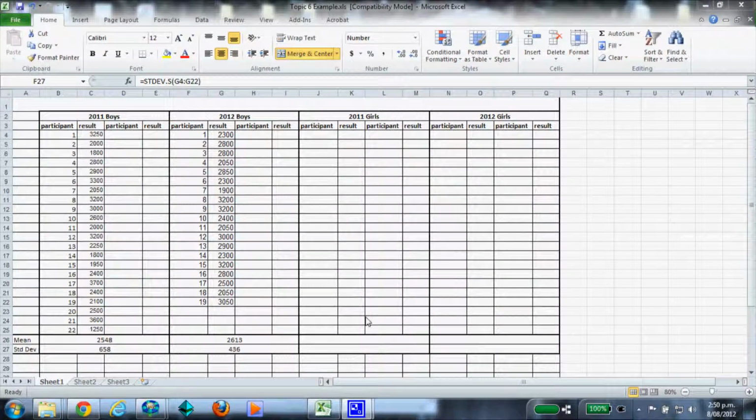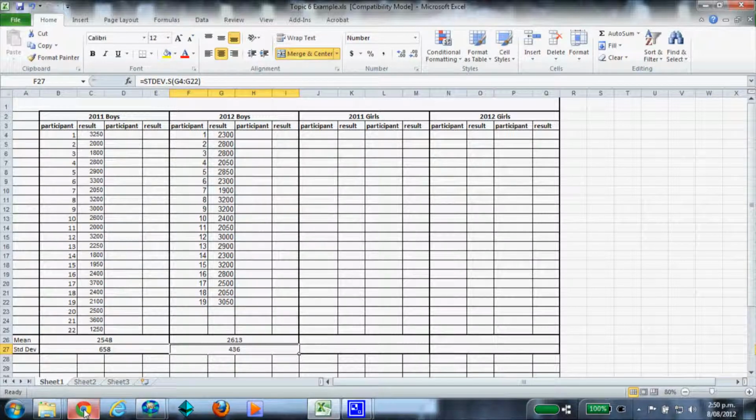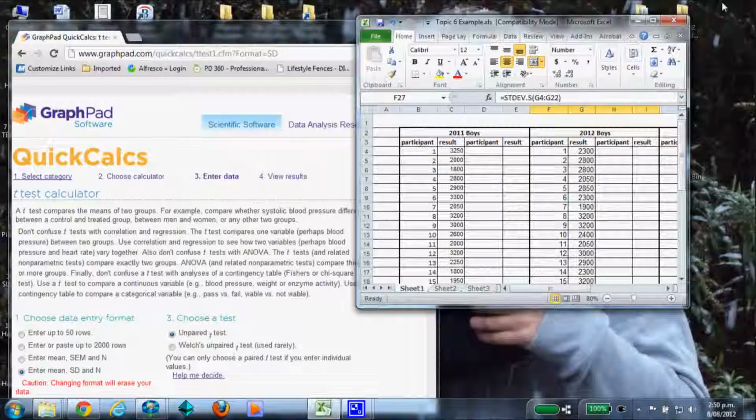The next bit that I just want to show you is how to use this data with a t-test. So at the moment we've got some data and we've got the means, and these two groups are different groups. This was a group of Year 10 boys in 2011, and this is a group of Year 12 boys in 2012. So they are not the same students, they're quite different. So that is something to consider when we look at a t-test. So I'll just minimize that.